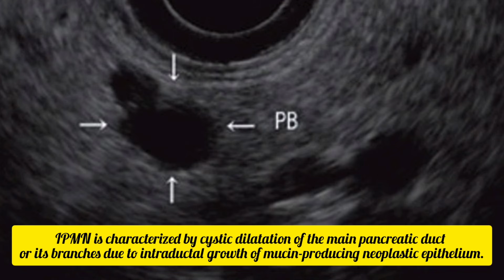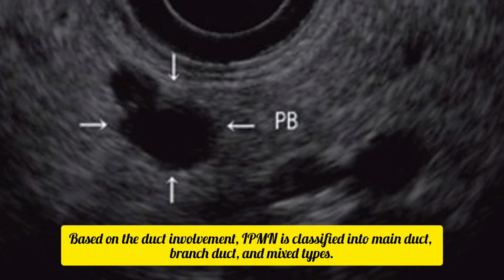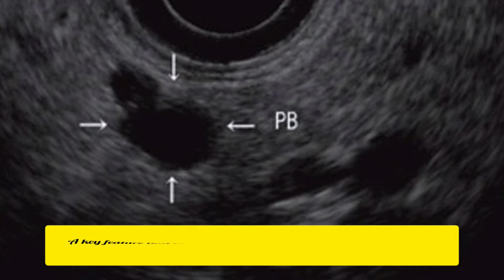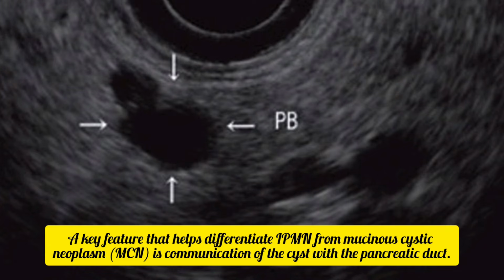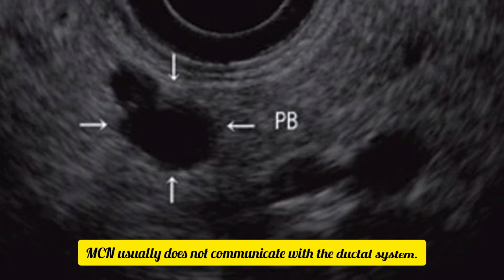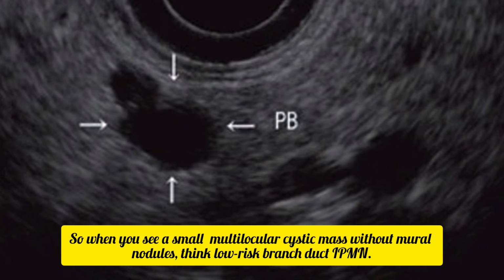IPMN is characterized by cystic dilatation of the main pancreatic duct or its branches due to intraductal growth of mucin-producing neoplastic epithelium. Based on the duct involvement, IPMN is classified into main duct, branch duct, and mixed types. A key feature that helps differentiate IPMN from mucinous cystic neoplasm, MCN, is communication of the cyst with the pancreatic duct. MCN usually does not communicate with the ductal system. So when you see a small multilocular cystic mass without mural nodules, think low-risk branch duct IPMN.